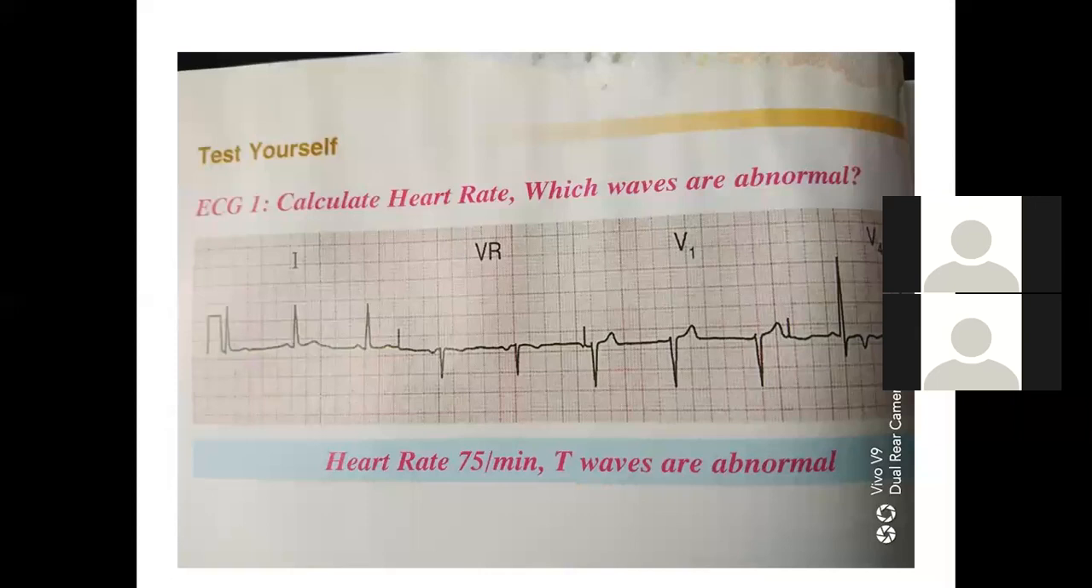I'm here to correct you. What is the heart rate of this person? And you have to explain why. 5 big squares. How do you calculate a heart rate?